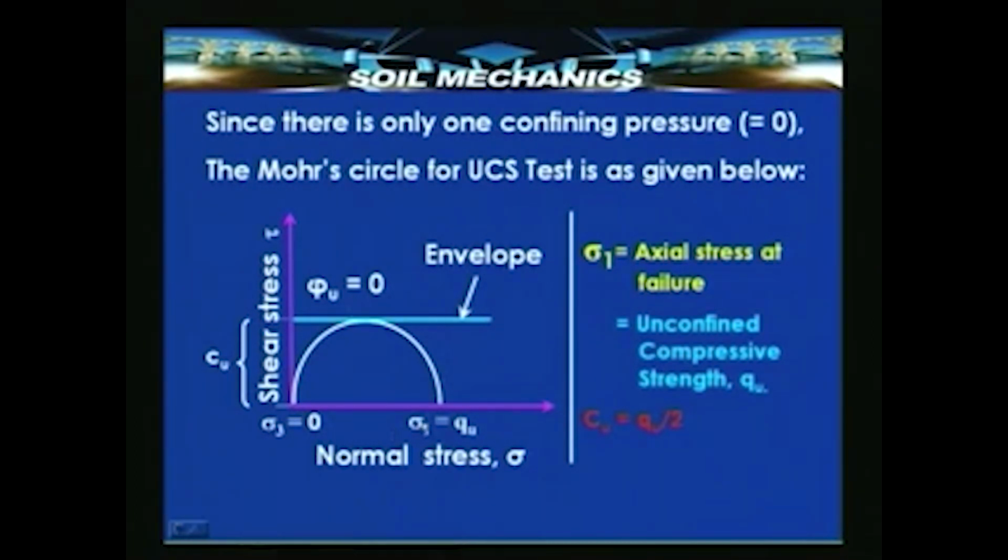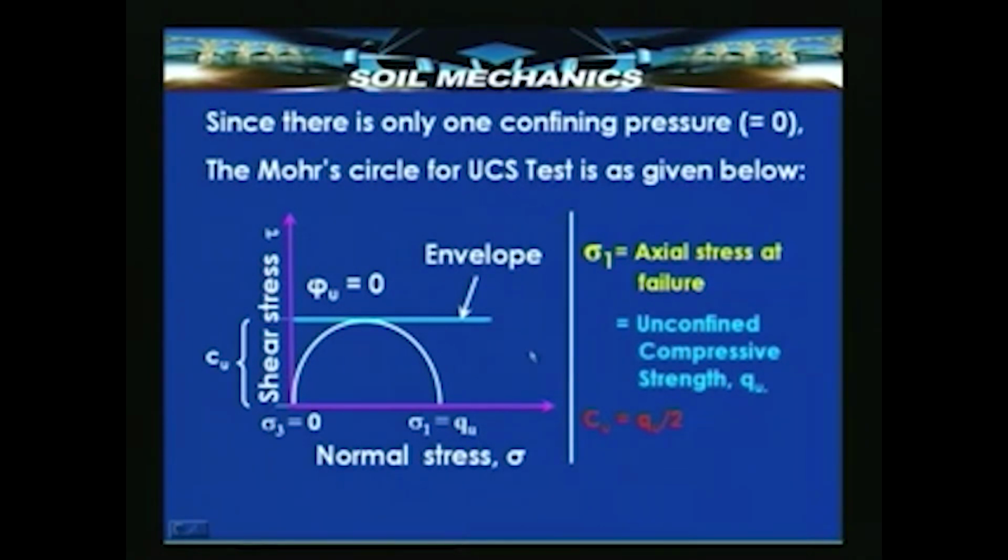This semicircle is the Mohr circle. Sigma 3 being 0, this point will coincide with the origin, and sigma 1 is the axial stress at failure. If you draw a tangent to this, obviously this tangent here will give you the undrained cohesion, and sigma 1 minus sigma 3 is nothing but the compressive strength. Therefore, what you get here at sigma 1 is nothing but the unconfined compressive strength of the specimen, that is Qu, and it is from this that the name UCS test is derived.